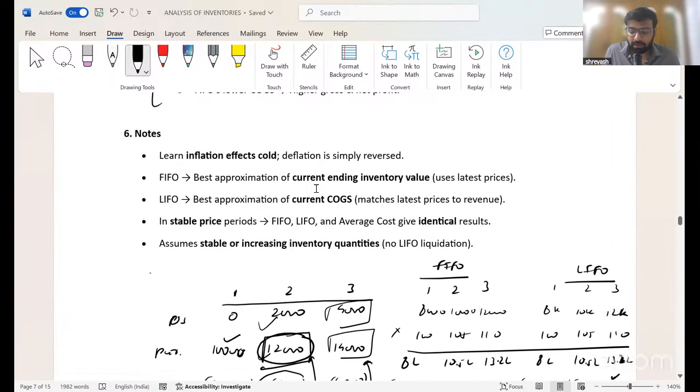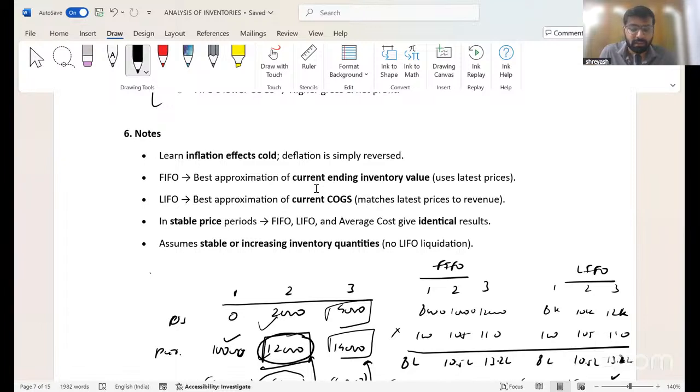Right. So FIFO gives me the best approximation of inventory. Why? Because FIFO consists of the most recent purchases in inventory, so my inventory is more appropriately valued as per the recent trends, shown at the most recent purchase prices. And in case of LIFO, you get the most appropriate COGS. Why? Because it consists of goods that have been most recently purchased, hence at the most recently purchased price, and then ultimately valuing your COGS appropriately.